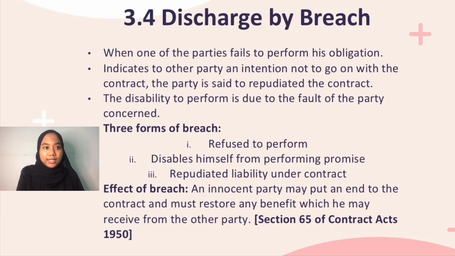So the last one is about discharge by breach. It happens when one of the parties fails to perform his obligation. It indicates to the other party an intention not to go on with the contract. The party is said to repudiate the contract. The disability to perform is due to the fault of the party concerned. There are 3 forms of breach, which are refusing to perform, disabling himself from performing the promise, and repudiating liability under the contract. The effect of breach is that an innocent party may put an end to the contract and must restore any benefit which he may have received from the other party.